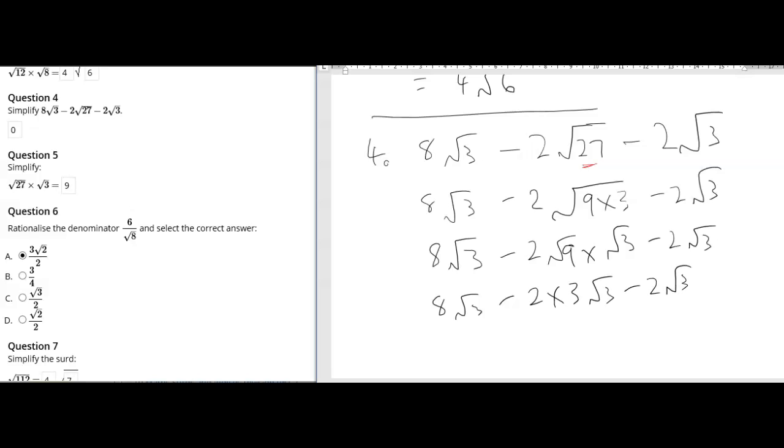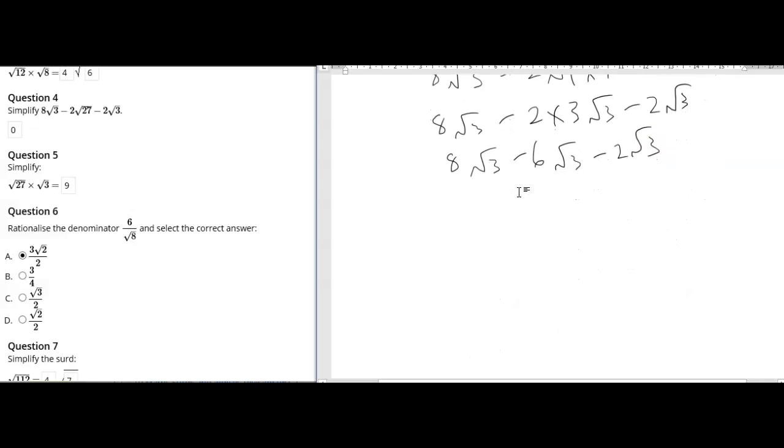And then 2 root 3. Again, you probably are sitting there thinking, why does she do all this working out? Why not? It takes a while. 8 minus 6 is 2, minus 2 is 0. Okay, so we've got 0 root 3, which is 0.